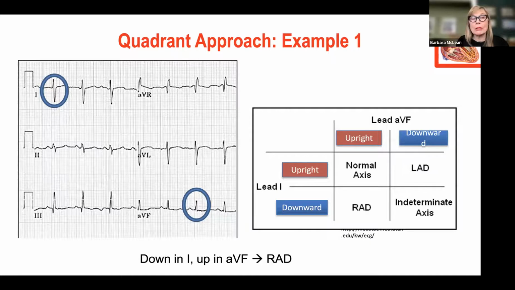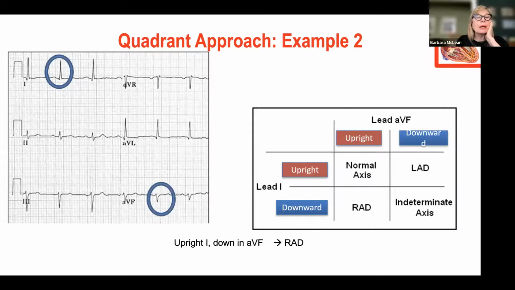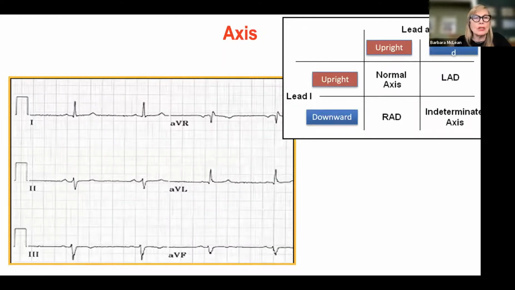Okay, now we're getting a lot of clues from this, but we don't have absolute confirmation. We're not going to have any confirmation until we look at the chest leads. So it's very important to remember, you're doing this to help you understand the axis, but it's going to become much more clear when you're looking at your chest leads. So you can say to yourself, oh, look, I'm upright in 1 and I'm downward in aVF. If it's downward in aVF, the current is going away from the foot, but it is going towards the left because it's upright in 1. So that's a left axis deviation.